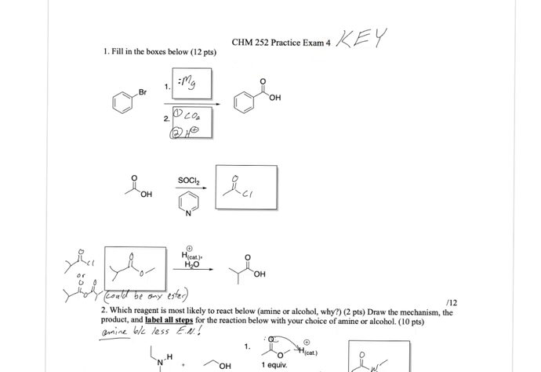Practice exam for Unit 4. These are called fill in the blanks ones here. So make sure for this one you're seeing two steps. That's one of the keys. You see a bromine, and you see you added one carbon.